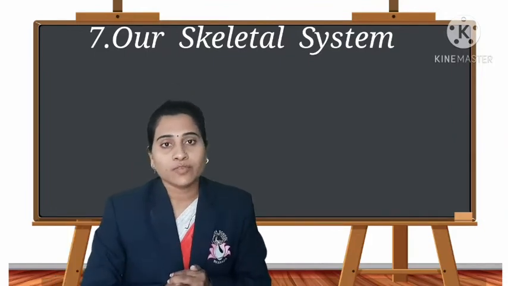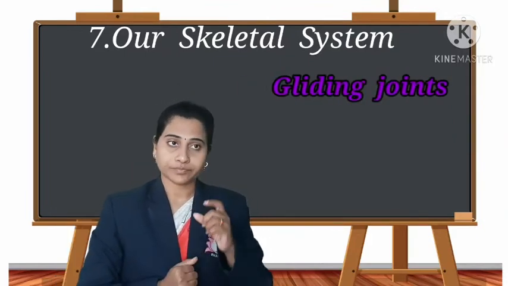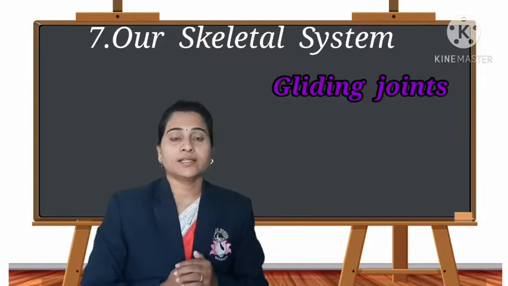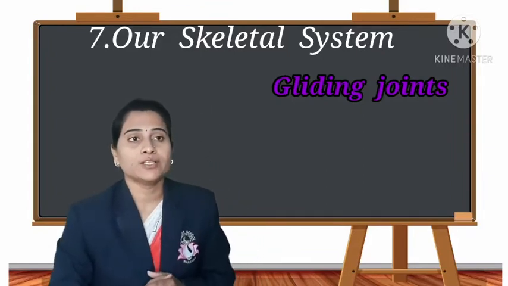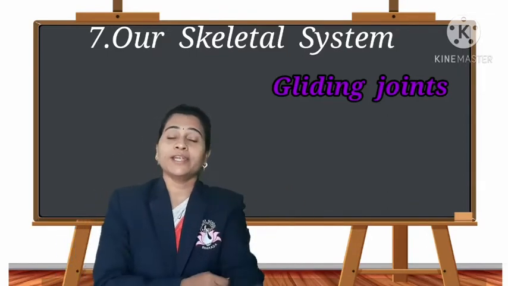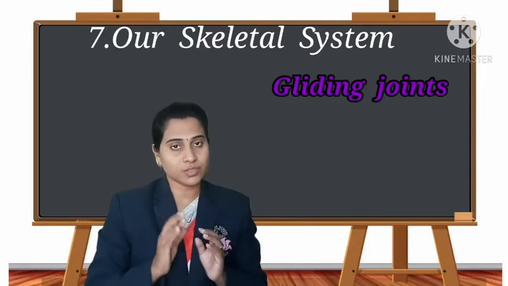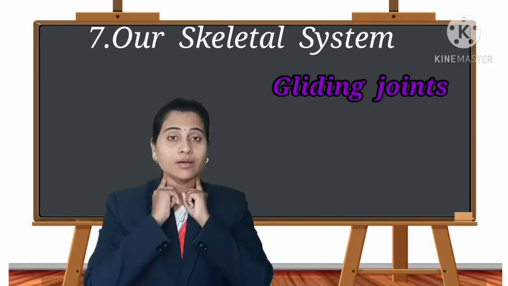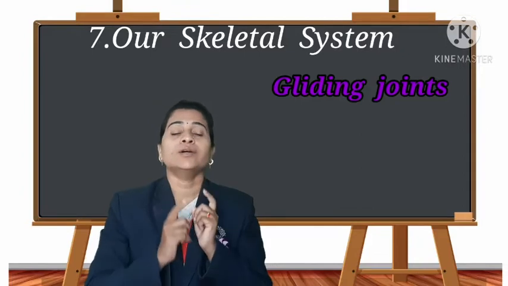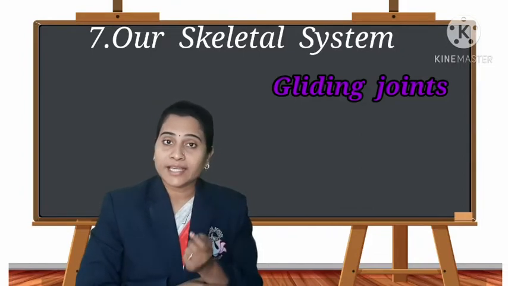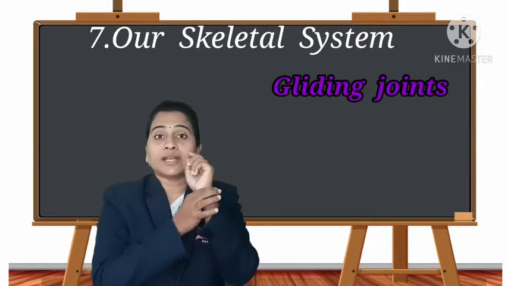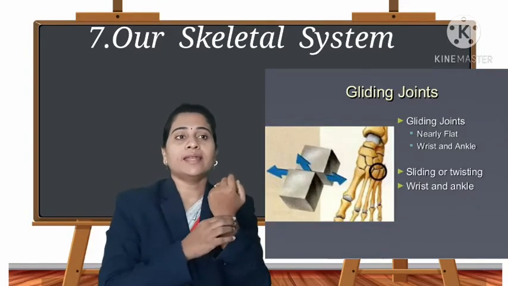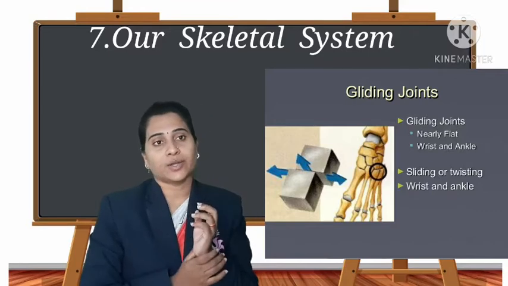So the next type of joint is the gliding joints. Gliding joints are again one of the movable joints. Where are they found in our body? Just as the pivotal joint is found in the neck area, in the same way these gliding joints are found in our wrist and our ankle. So the ankle and wrist have these gliding joints.